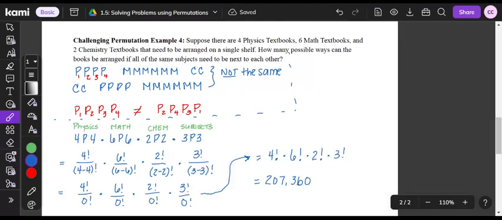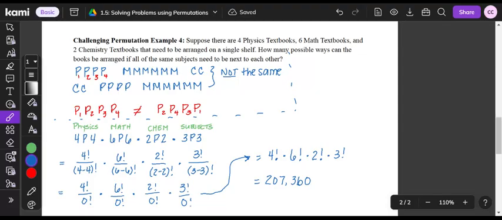All right, you should have gotten 207,360 different ways to arrange this bookshelf. Now, using our 2 hints, I've broken it down for you right here. There are 4 physics textbooks, and you want to arrange all 4 of them. So 4 permute 4. There are 6 math textbooks, and you want to arrange all 6 of them. So 6 permute 6. 2 chemistry ones, 2 permute 2.